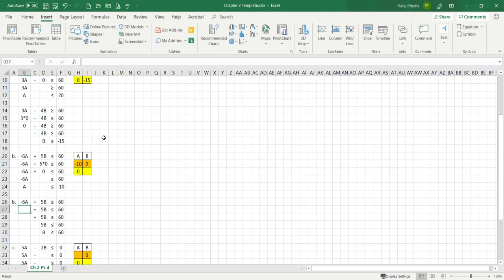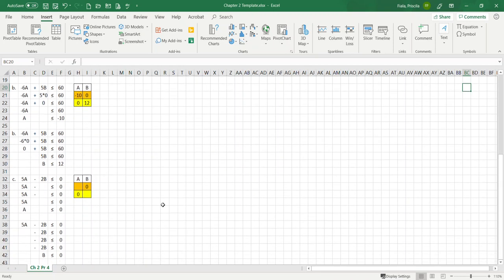Over here, if we set up a to 0, so minus 6 times 0 is 0. Therefore, we have a positive 5b equals 60. If you divide both sides by 5, we have 12. Again, did you notice how the y is positive? That's the importance, so you don't have to worry about it.